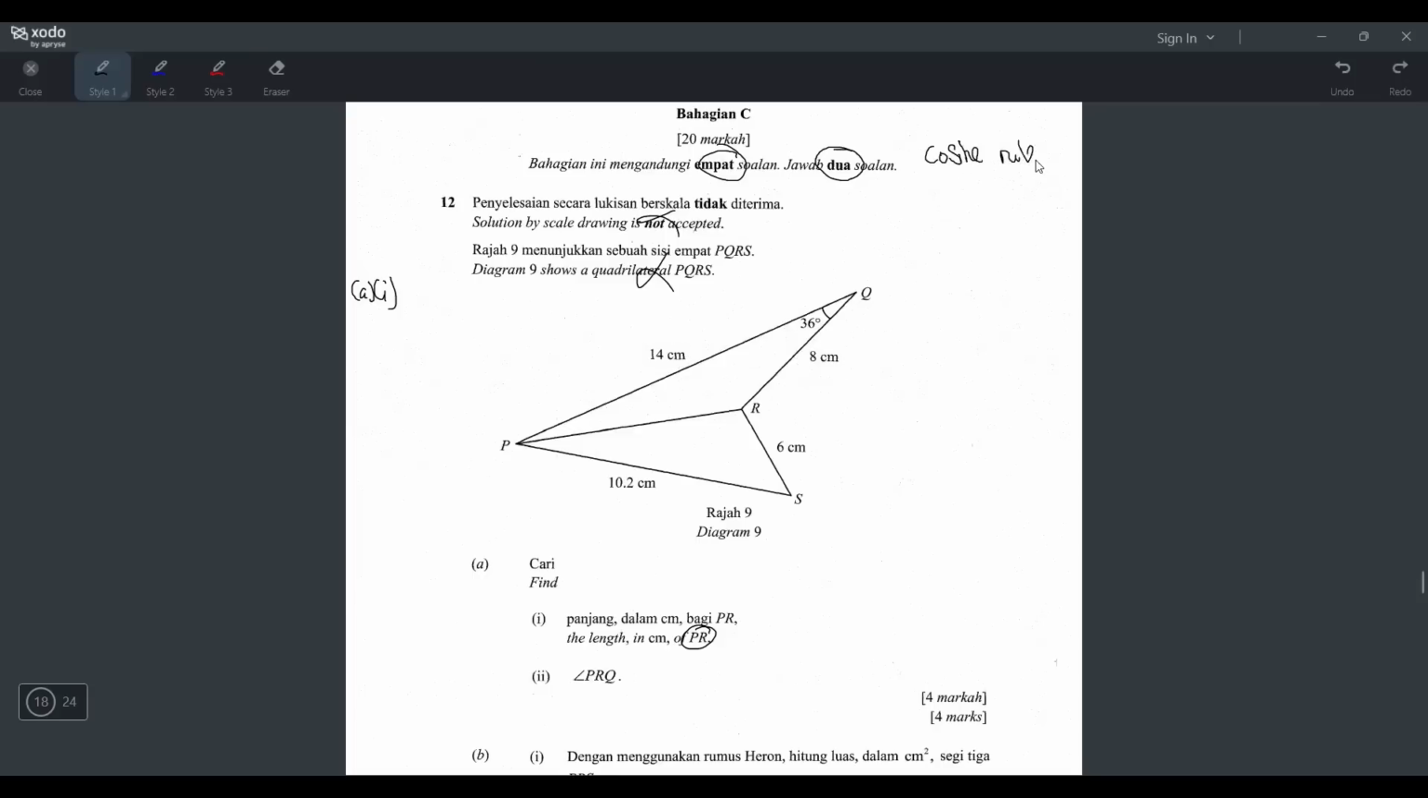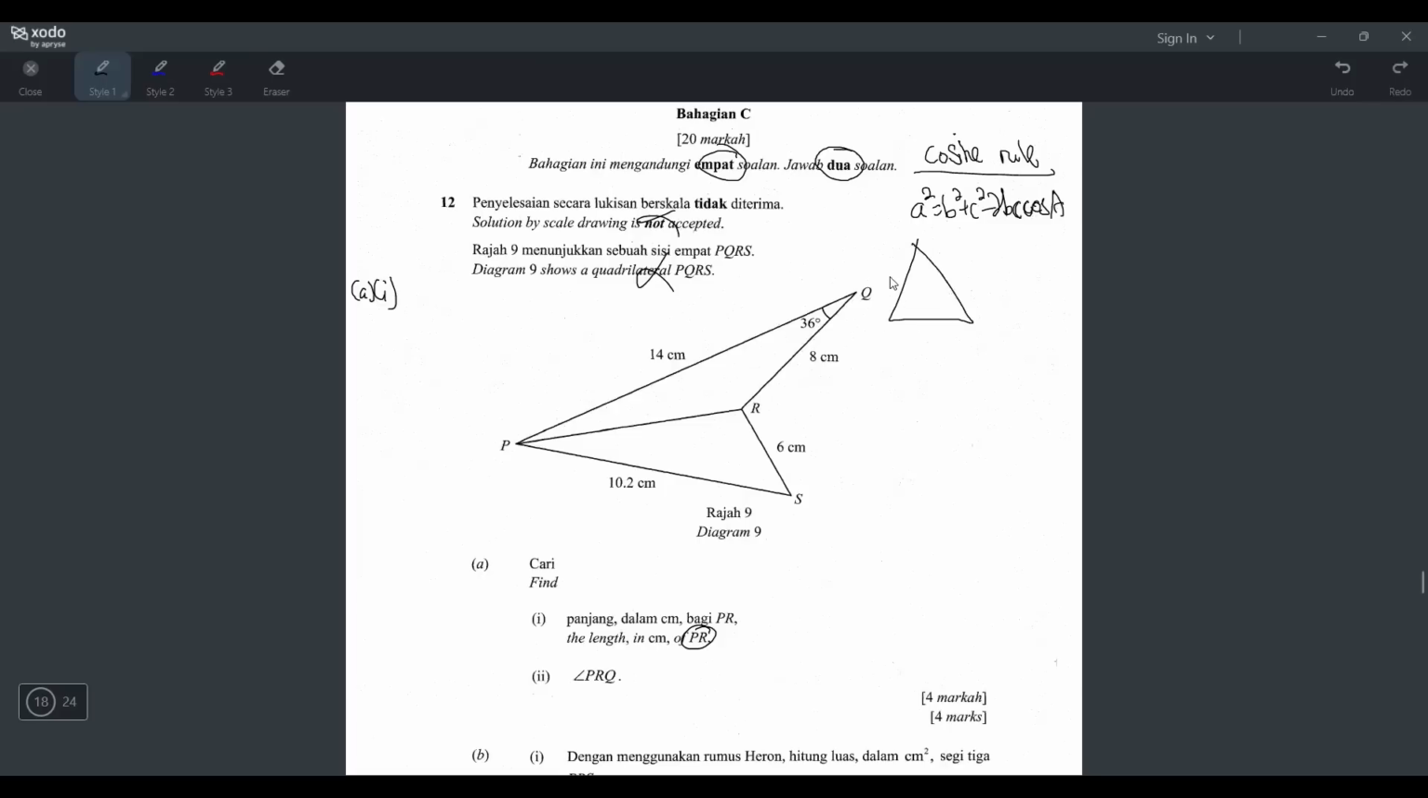For cosine rule, the formula is a square equals b square plus c square minus 2bc cos A. Okay, this is the formula for cosine rule. And the way I teach my student is I just teach them to hafal. For the cosine rule, ada dua case saja. There's only two cases in the whole world. In the whole world, ada dua case saja boleh guna cosine rule.